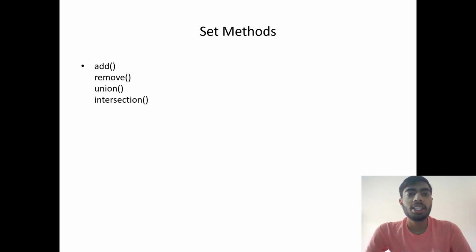Sets also provide useful methods. The add method inserts a new value. The remove method deletes an existing value. The union method combines two sets, and the intersection method returns only the common elements between two sets. These methods are widely used in data processing and mathematical operations.